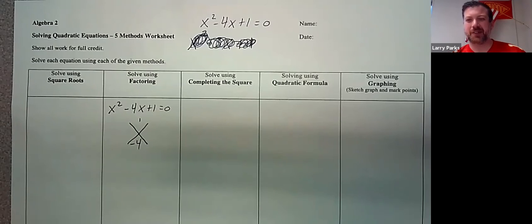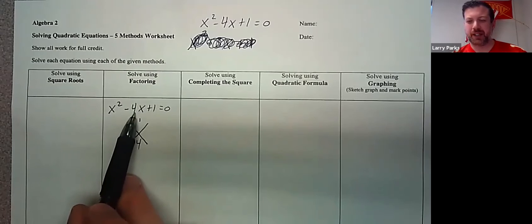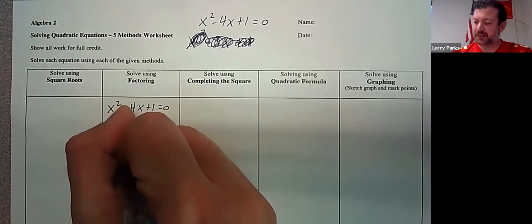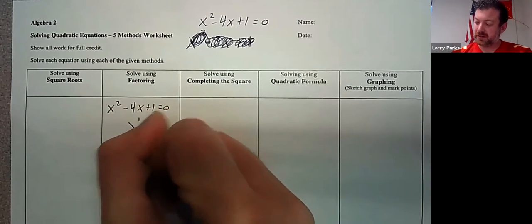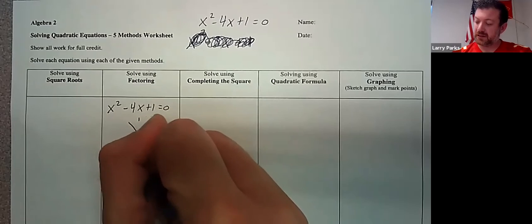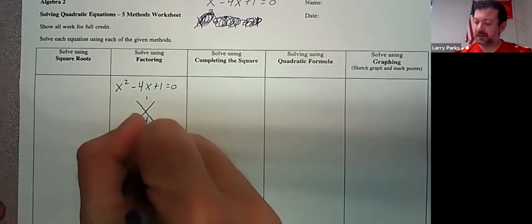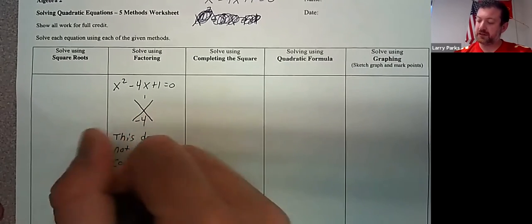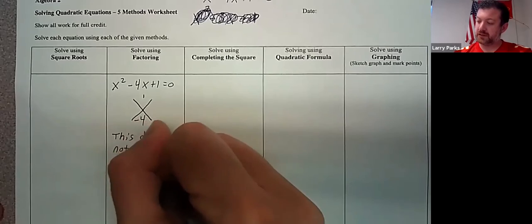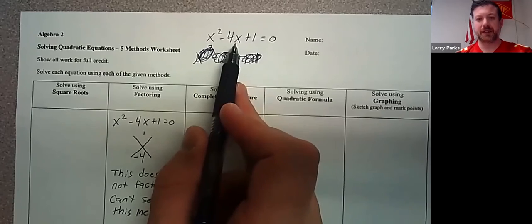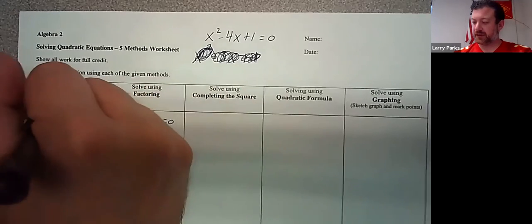And the biggest number you could get would be 2, because 1 plus 1 is 2. So there is no way to multiply to 1 and add to negative 4. So you cannot solve this by factoring. This does not factor. So you can't solve it that way. Also, it has an x term, so you cannot solve using square roots.